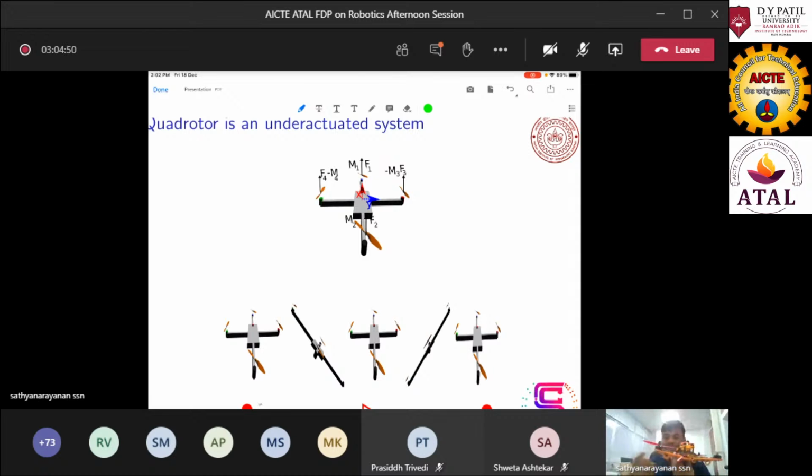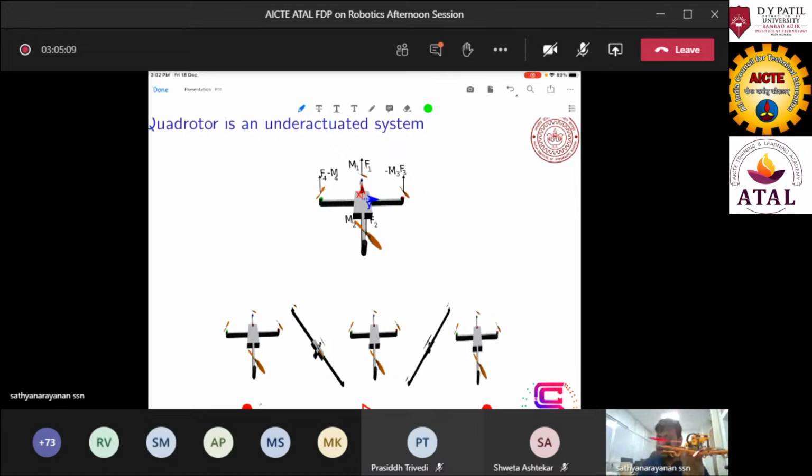And if you have fixed the y-axis like this, then the rotation about that axis is called pitch, and for the z-axis we call it yaw. So for x it's roll, y is pitch, and for z it is yaw.